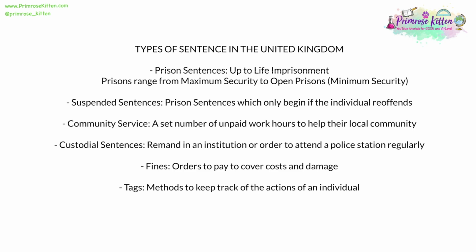There are many different types of sentence in the UK. These ones are particularly likely to crop up on the exam. Prison sentences, up to life imprisonment, can range from maximum security to minimum security open prisons. There are suspended sentences, prison sentences which only begin if the individual reoffends. There is the option of community service, a set number of unpaid work hours to help their local community. Custodial sentences, which are remand into an institution or an order to attend a police station regularly. There are fines, orders to pay to cover costs and damage caused by a crime, and tags and other methods where the police or authorities can keep track of the actions of an individual.